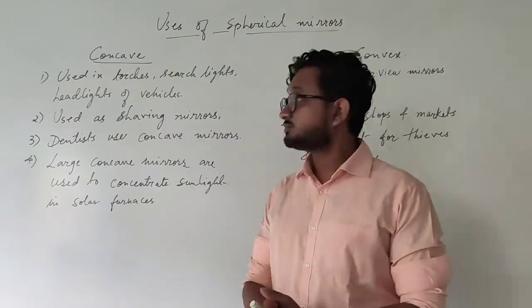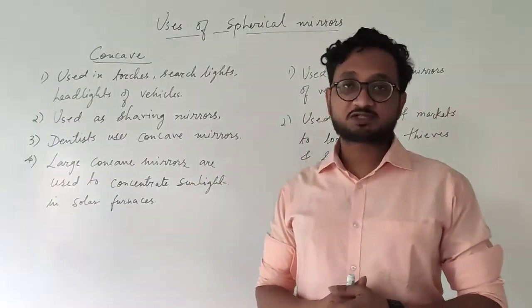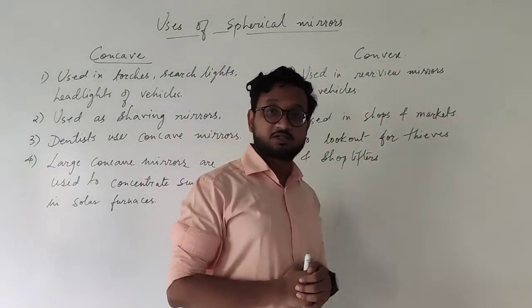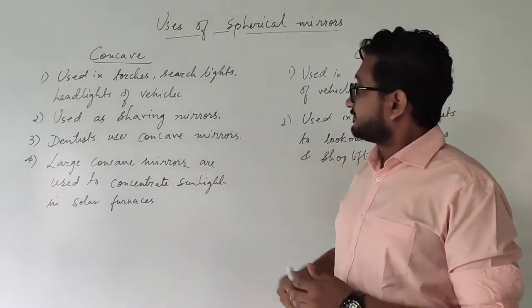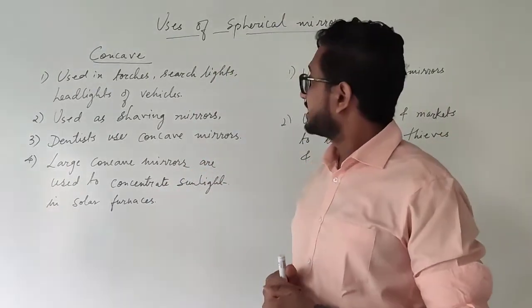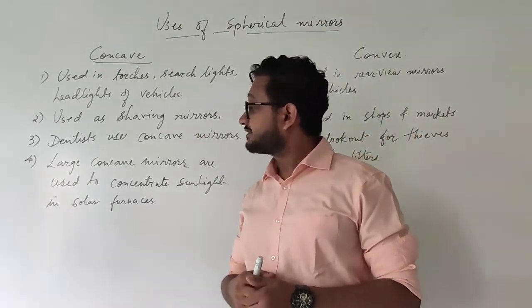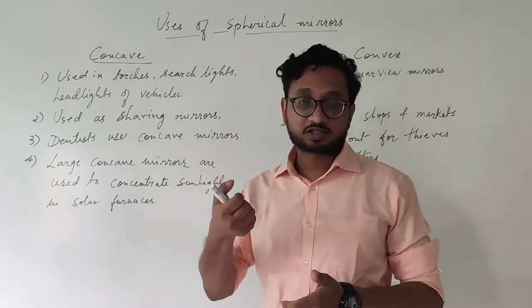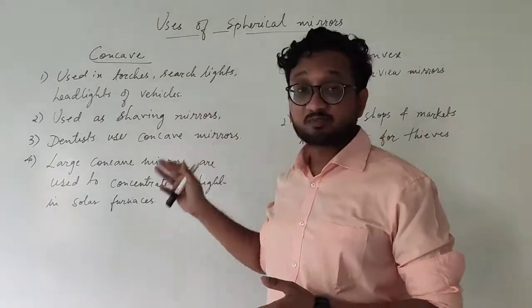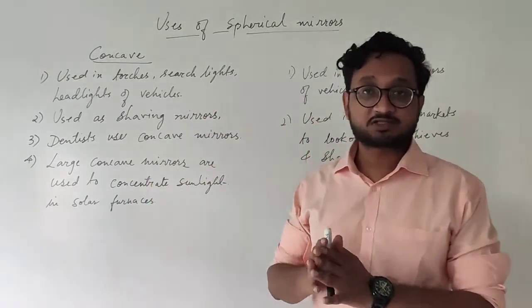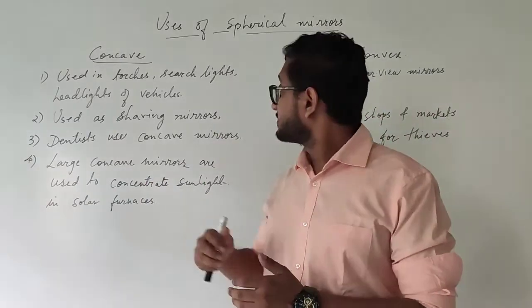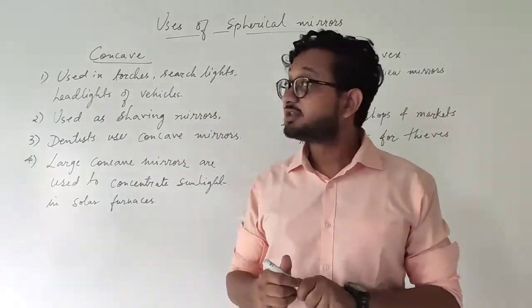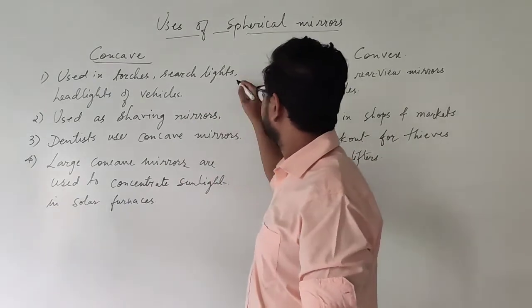Okay, students, so we have the uses for the concave and convex mirrors respectively. The first one is that concave mirrors are used in torches, searchlights and headlights of vehicles. You might have seen that in the flashlight or the torch that you use in your hand, or the huge searchlights kept in prisons or near the sea, or the headlights of vehicles. They always have something similar like this.